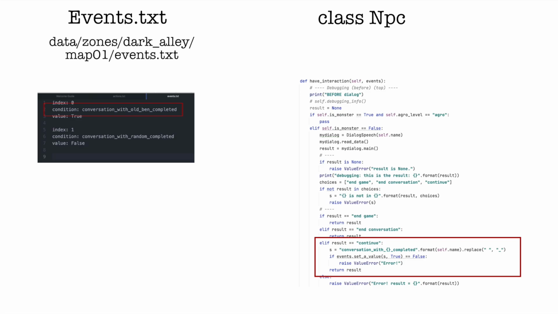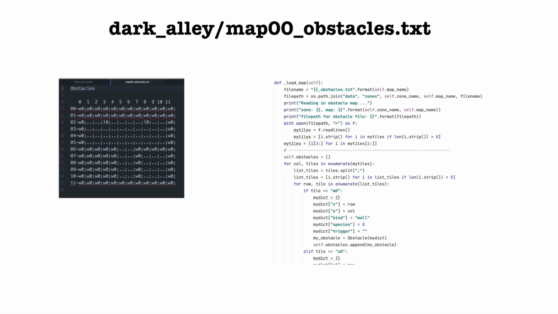Obstacles file. Now let's look at the obstacles map file. As you can see, like the names of action and trigger tiles, the names of obstacle tiles are made up of a combination of a character and a number, with, of course, the exception of the empty tile, which is represented by 2 dots side by side.